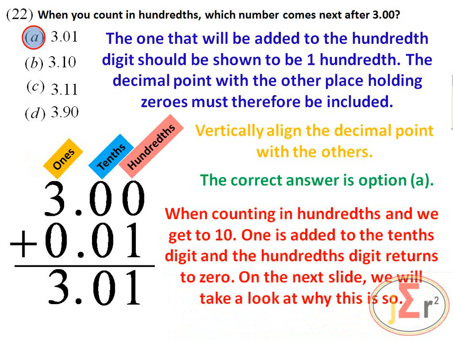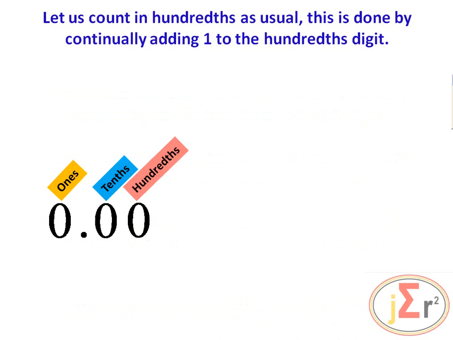When counting in hundredths and we get to 10, 1 is added to the tenth digit and the hundredth digit returns to 0. On the next slide, we will take a look at why this is so. So let us count in hundredths as usual. This is done by counting by continually adding 1 to the hundredth digit. So we are going up, counting by hundredths, meaning that we are continually adding 1 to the hundredth digit.